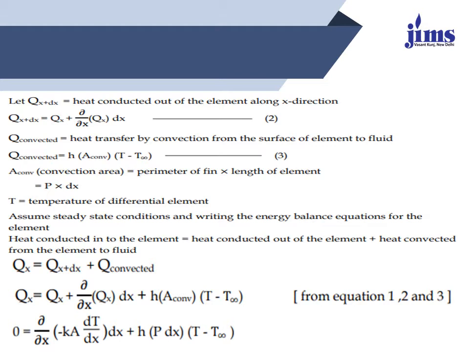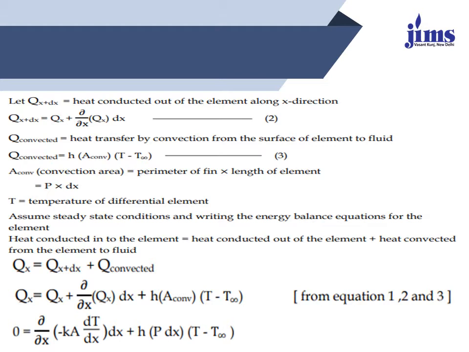Now Newton's law of cooling, or heat transfer through convection, is the heat transfer by convection from the surface of the element to the fluid. So mathematically, Q convected is equal to h multiplied by area of convection multiplied by temperature difference. This is equation number 3, which represents the heat transfer through convection: Q convection is equal to h multiplied by area multiplied by T minus T infinity, where T infinity is the ambient temperature to which the fin is exposed, and T is the arbitrary temperature at a distance x.